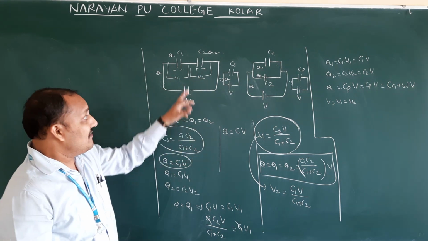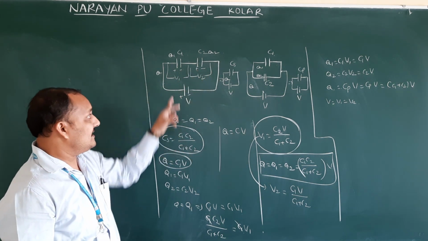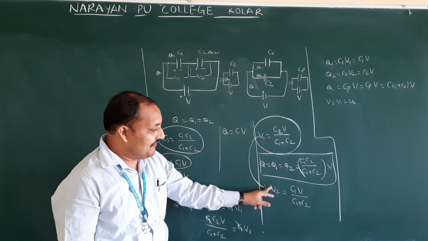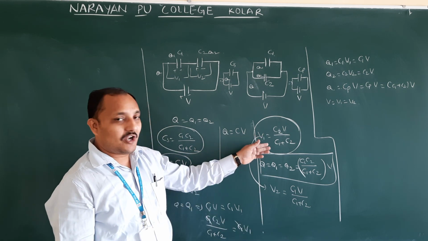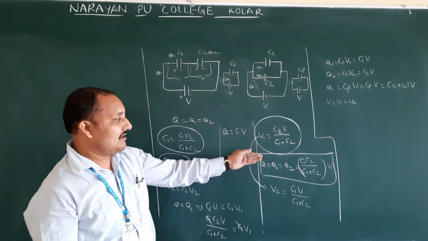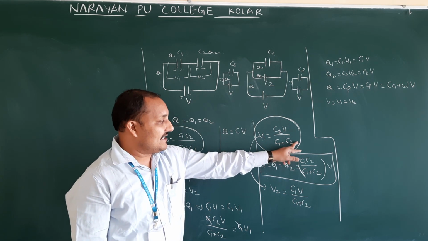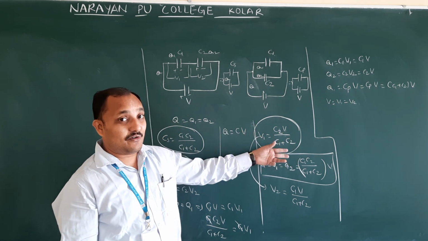Now we have to write, when three capacitors C1, C2, C3 are connected in series, what is the equation for V1, V2, V3? There is a small logic here. If you follow the logic, you will write correctly. If you don't follow it, you will make a mistake in the denominator. I am telling you where you are going to make the mistake.